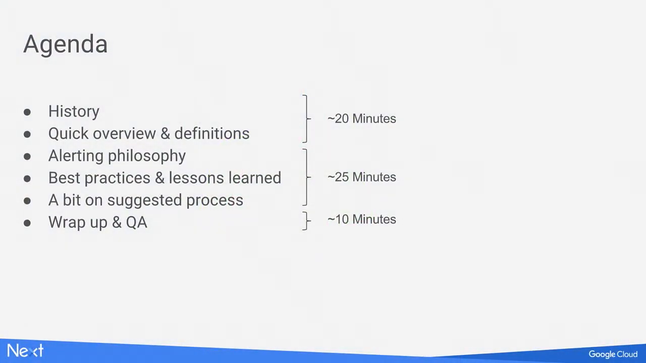So let's go over the agenda. We'll start with a little history on how monitoring and alerting has evolved at Google. Go over an overview and some quick definitions, just so we're all on the same page. And then we can dive into the monitoring and alerting philosophy, the why, the what guides us when we do the things we do. Then we'll go into best practices and lessons learned, and this is the more practical part of the session. Towards the end, we'll talk a little bit about suggested processes, and then we'll wrap up with Q&A.